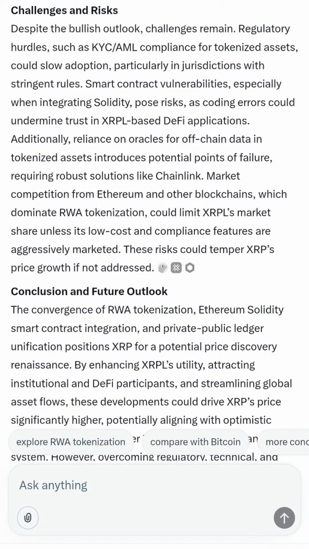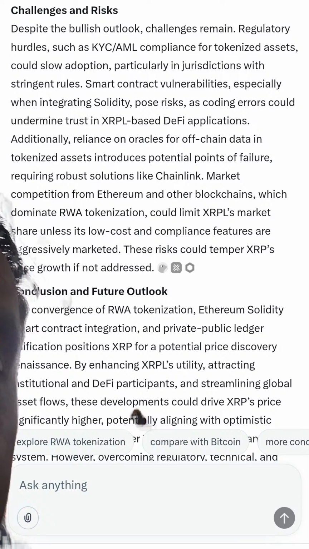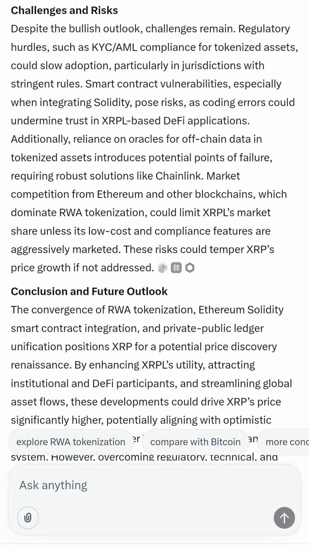We're going to go with the challenges. So look at this, despite the bullish outlook, challenges remain. Regulatory hurdles such as KYC and AML compliance for tokenized assets could slow adoption, particularly in jurisdictions with stringent rules. Smart contract vulnerabilities, especially when integrating Solidity, pose risk as coding errors could undermine trust in XRPL-based DeFi applications. Additionally, reliance on oracles for off-chain data in tokenized assets introduces potential points of failure, requiring robust solutions like Chainlink.